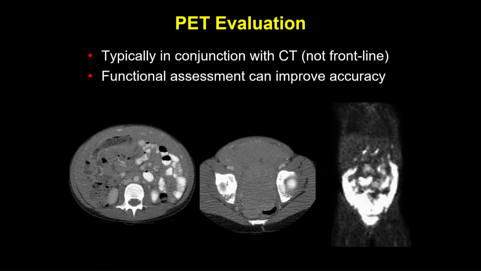This is a young patient with peritoneal lymphomatosis. It's so low attenuation, you might almost think, is that fluid? Is that high attenuation fluid? But then you look at the metabolic activity, and that's all solid tumor that we're seeing there.